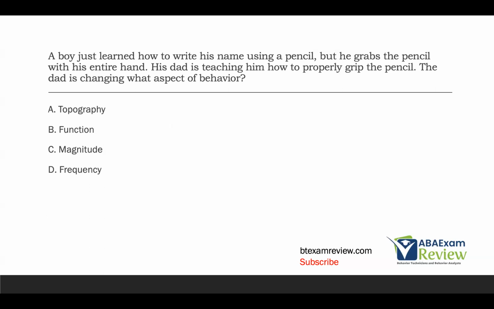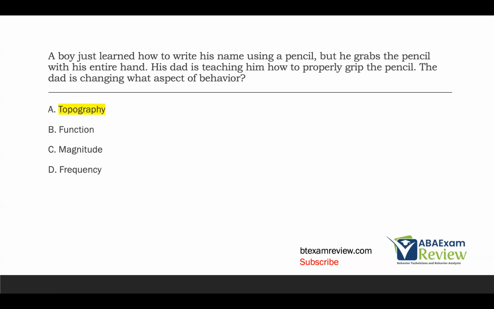In this case, the boy is writing his name, so the function is correct, but he's grabbing it with his entire hand. We want him to grip the pencil. So what is the dad changing? Well, he's just changing the topography. He's just changing the way it looks. It's still serving the same exact function. The magnitude isn't changing. All that's okay. It's just how it looks.